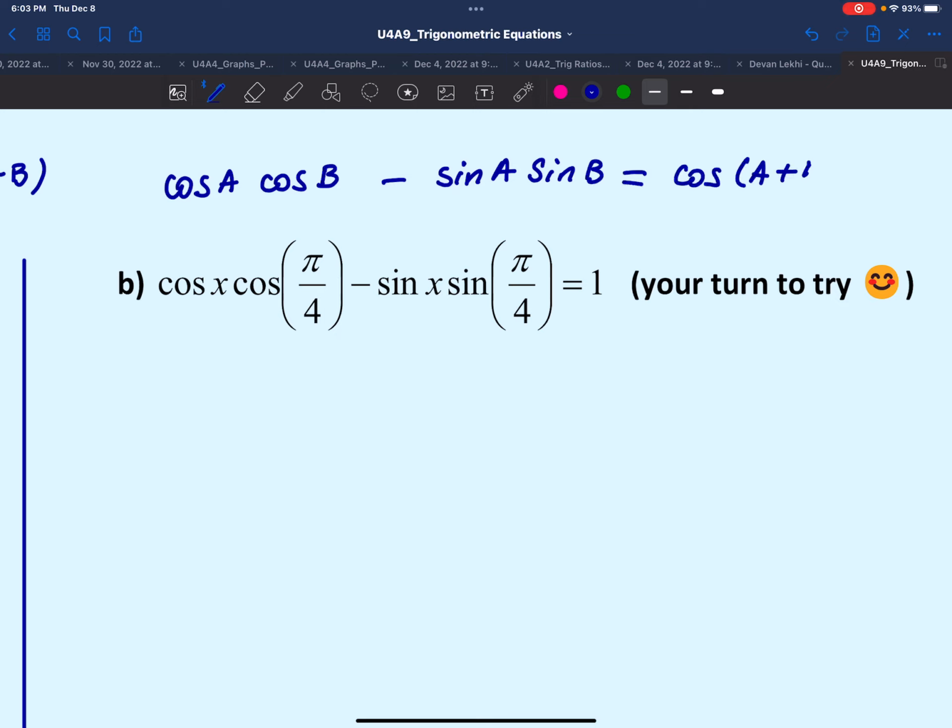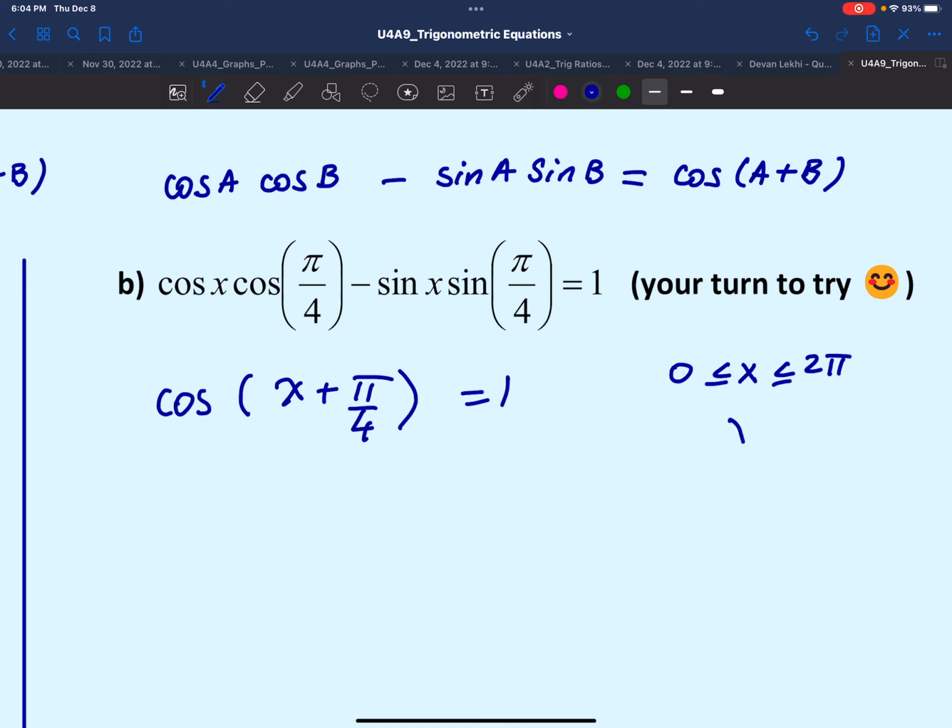So we'll use this formula to simplify the left side of the equation, which will turn into cosine of x plus pi over 4 equals 1. Remember to adjust the domain. If x is between 0 and 2 pi, it means that x plus pi over 4 can be between pi over 4 and 2 pi plus pi over 4, which is equal to 9 pi over 4.